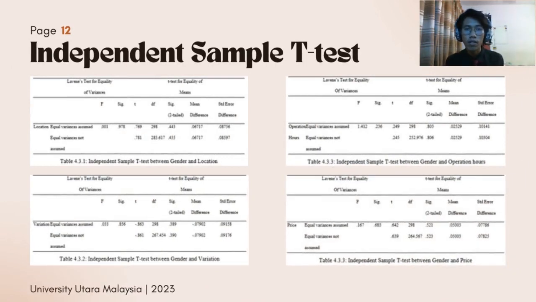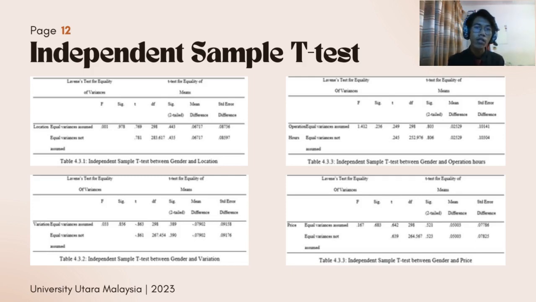For the independent sample t-test, the first variable is location. The null hypothesis is there is no significant difference of location among gender. The alternative hypothesis is that there is a significant difference in location among gender. The result of the p-value is 0.978, which is more than 0.05. Therefore, the null hypothesis is not rejected.